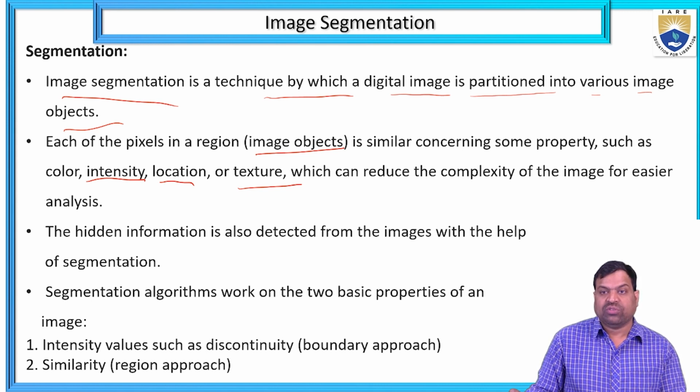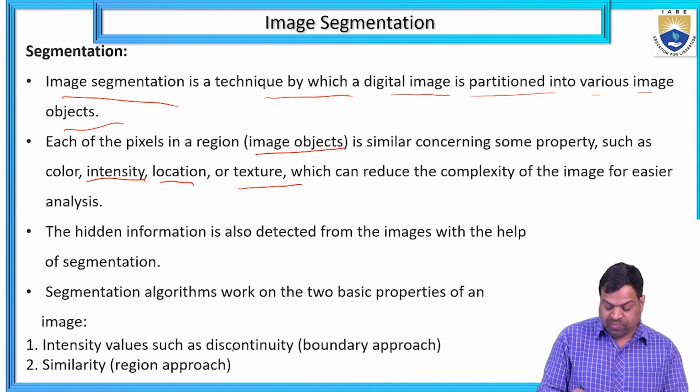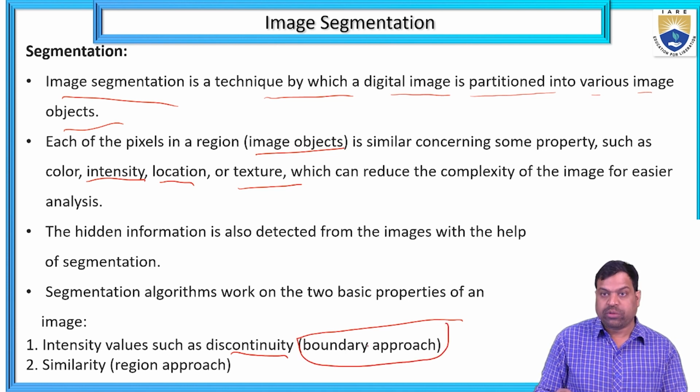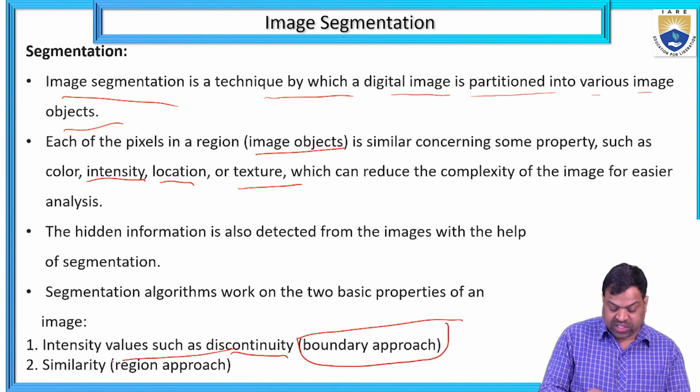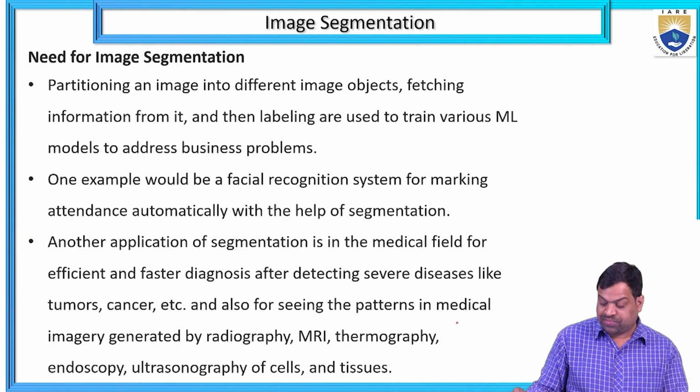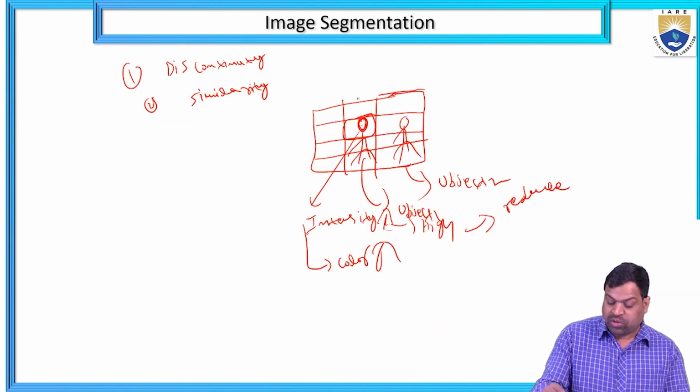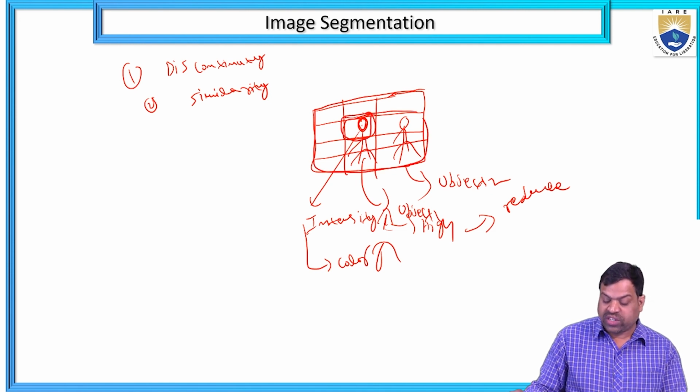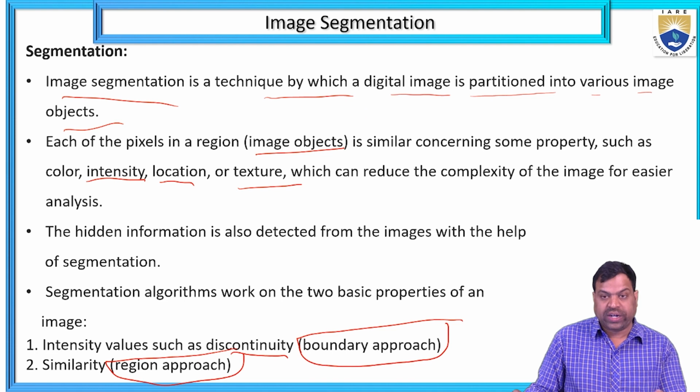Segmentation algorithms work on two basic properties of an image. The first one is discontinuity, which is also called the boundary approach, and the second is similarity, the region approach. So, the boundary approach and the region approach. Boundaries and regions are the two, intensity and discontinuity.